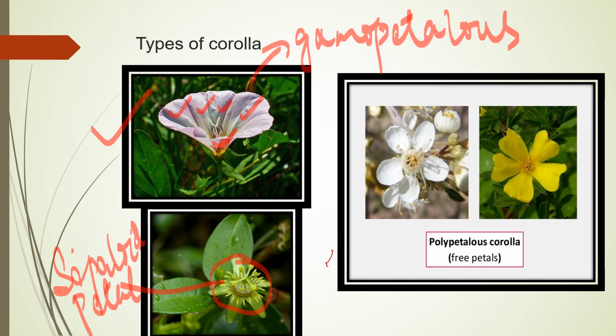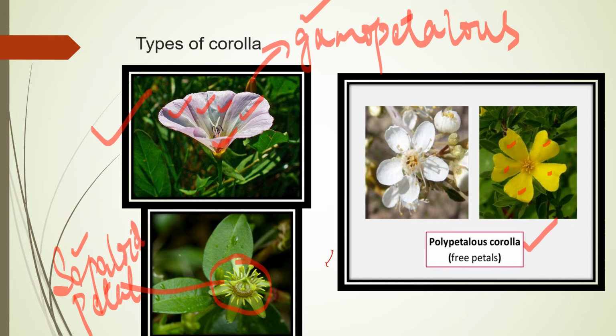This is a sepaloid petal, this is gamopetalous, and this is a polypetalous corolla. Polypetalous means the different petals are distinctively separated from one another. They are neither fused to one another, nor green in color. So when they are green in color, we can say that it is a sepaloid petal. When they are fused to one another, we say that they are gamopetalous. Is it clear to everyone?